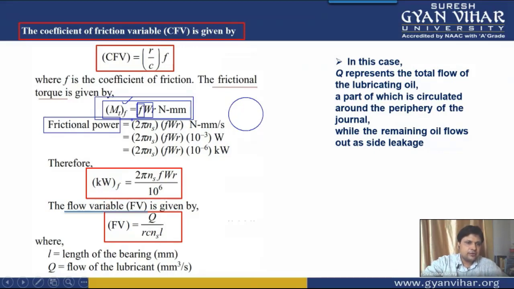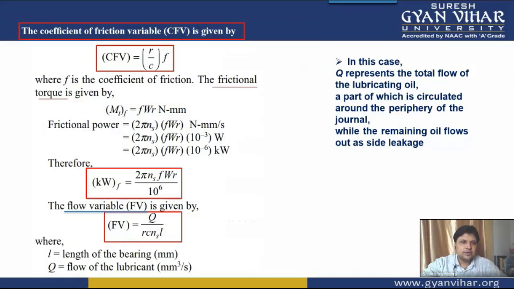Here we are multiplying 2 pi n, where n is your revolutions per second. Therefore, we have not divided by 60 here. 2 pi N T by 60 is basically your frictional power, but we have written 2 pi Ns into torque. This will give you the value of frictional power. So 2 pi Ns into f W R.